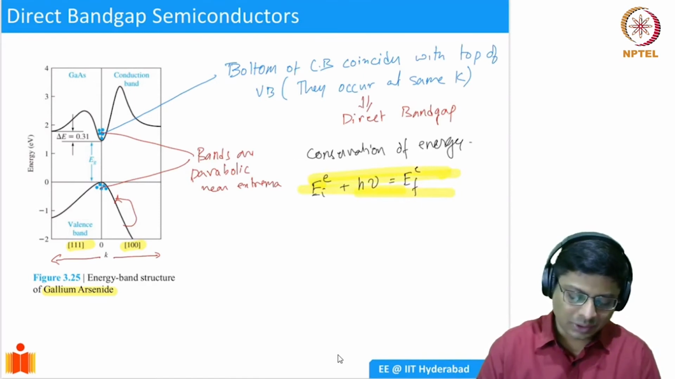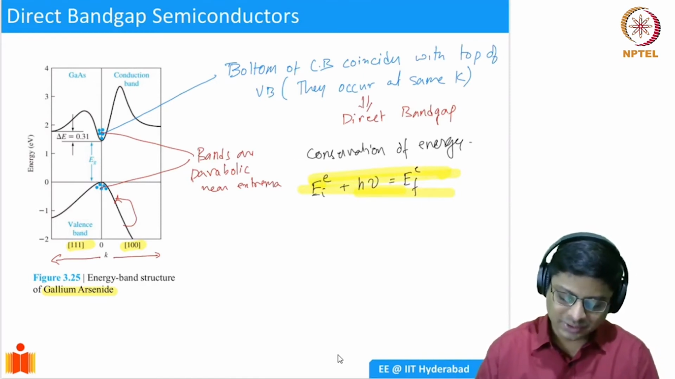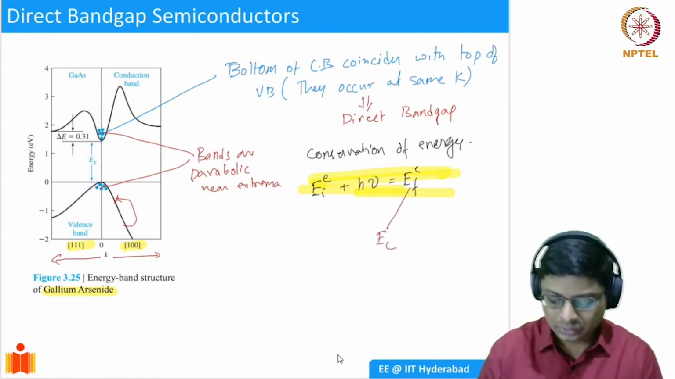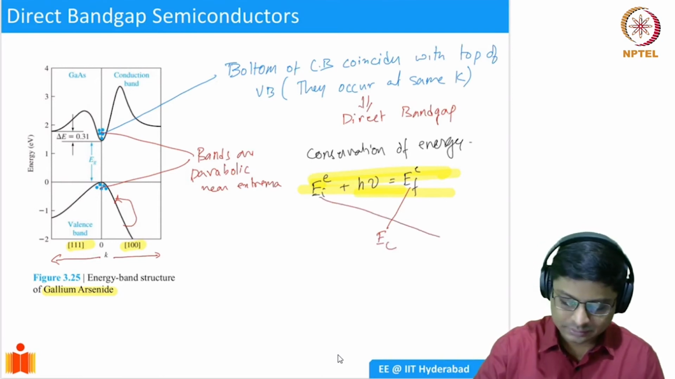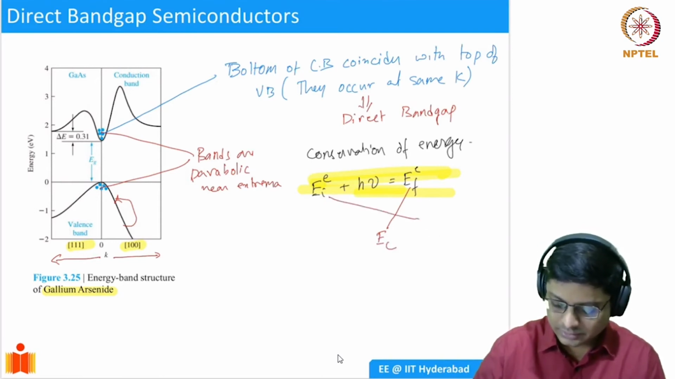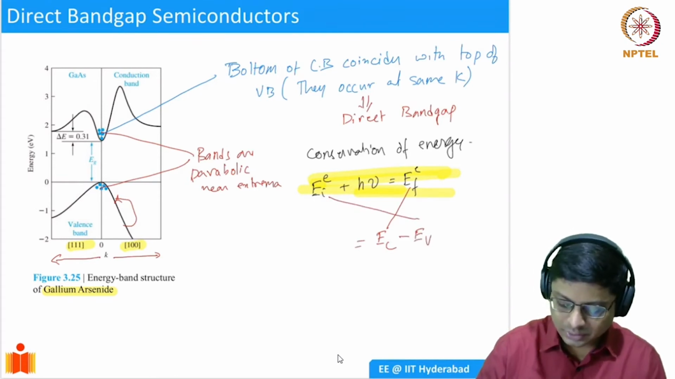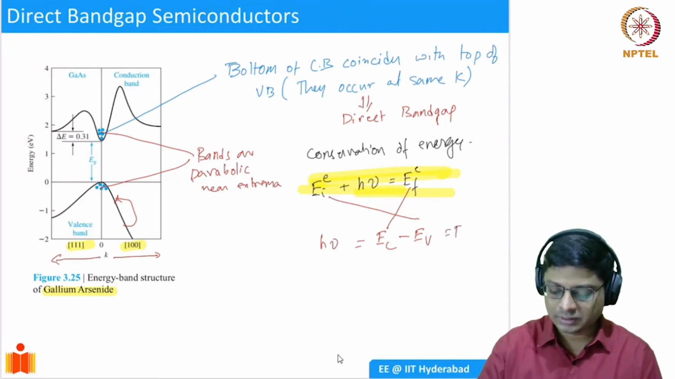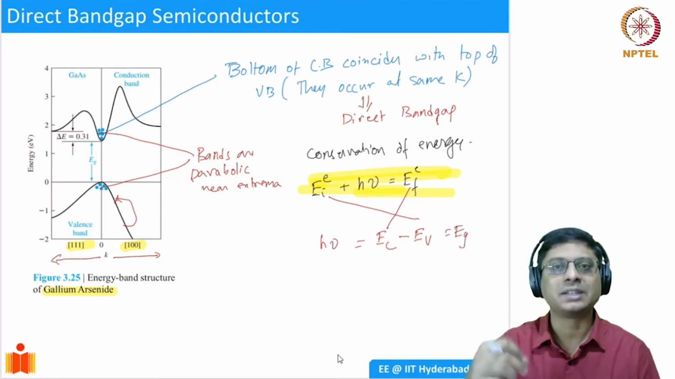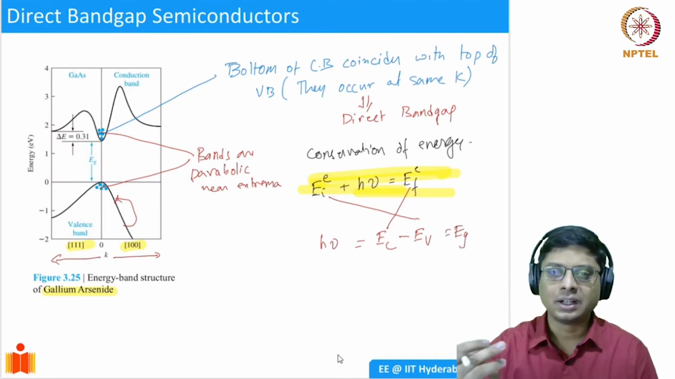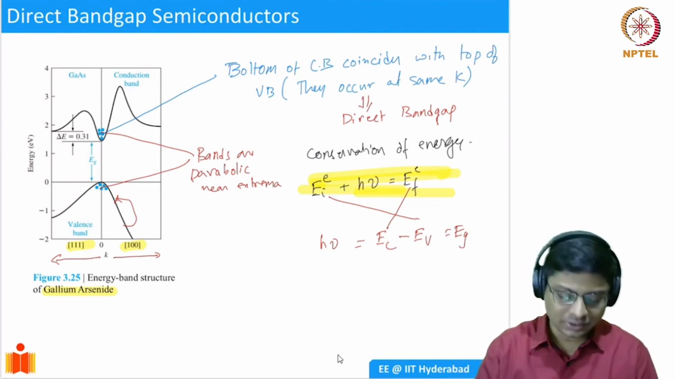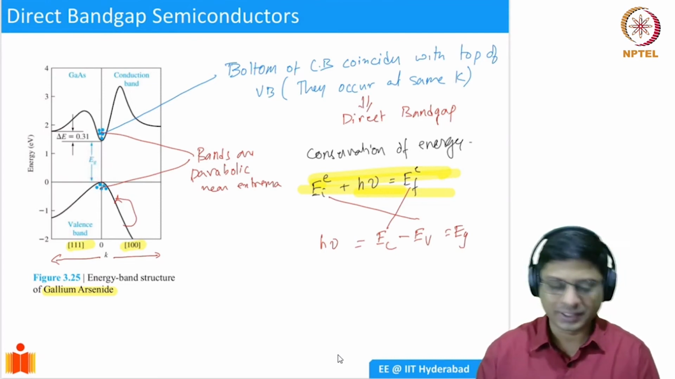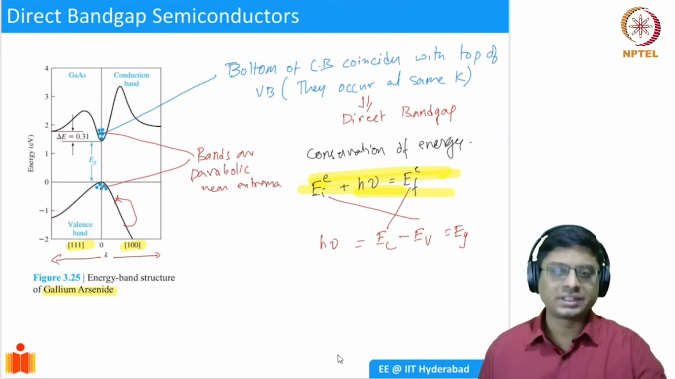What is the bottom of the conduction band? This is basically EC, and the top of the valence band is EV. So this turns out to be h nu, basically h nu is equal to Eg. Whenever this happens, you have the absorption taking place and the conservation of energy is satisfied. But if you have a photon of a lower energy, then there is no state available here. It cannot get absorbed. So this is again the same story, repeated in a different way. All right, so this is a direct bandgap semiconductor.